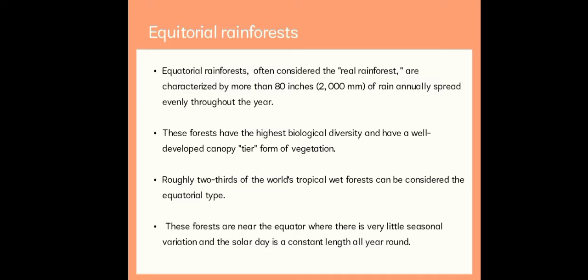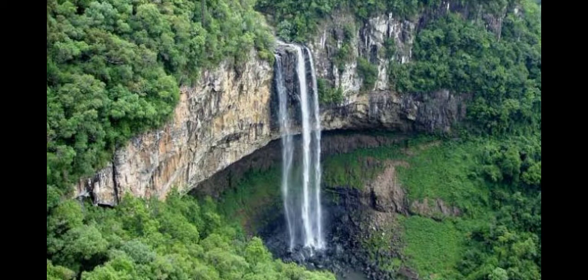These forests are near the equator, where there is very little seasonal variation and the solar day length is constant all year round. Equatorial forest climate: very wet with over 2,000 mm of rainfall per year, very warm with an average daily temperature of 28 degrees Celsius. The temperature never drops below 20 degrees Celsius and rarely exceeds 35 degrees Celsius. The atmosphere is hot and humid. The climate is consistent all year round and there are no seasons.